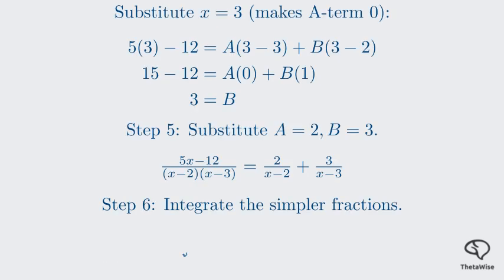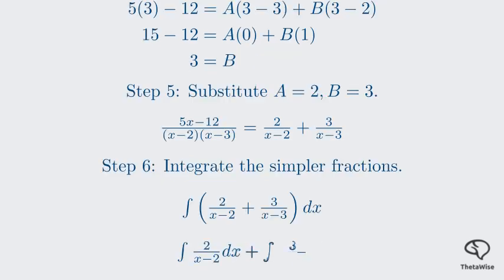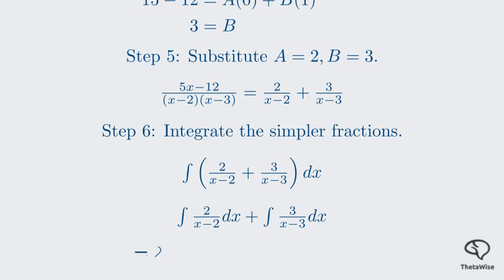Step 6. We are ready to integrate. We can replace the original complex integral with the integral of this sum of simple fractions. We can integrate each term separately. The integral of a constant over a linear factor (x + b) is the constant over the coefficient of x times the natural logarithm of the absolute value of the denominator. So we get 2 ln|x - 2| + 3 ln|x - 3|. Don't forget the constant of integration, plus C.